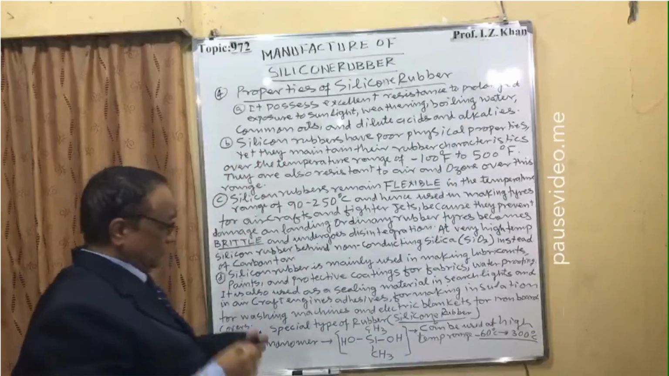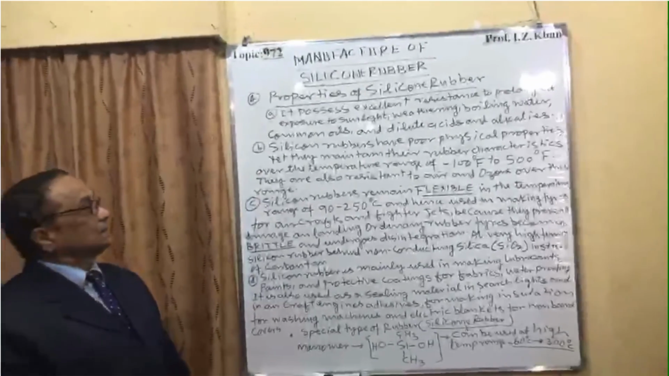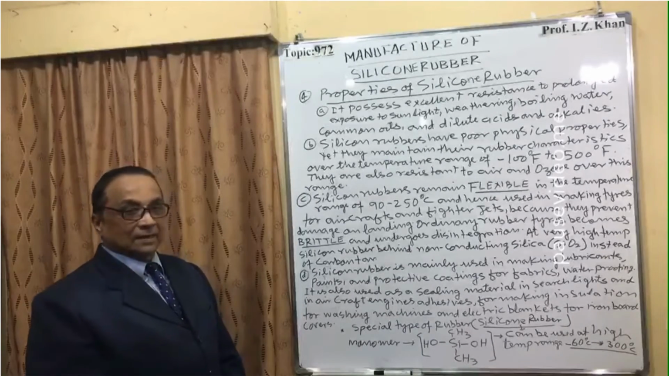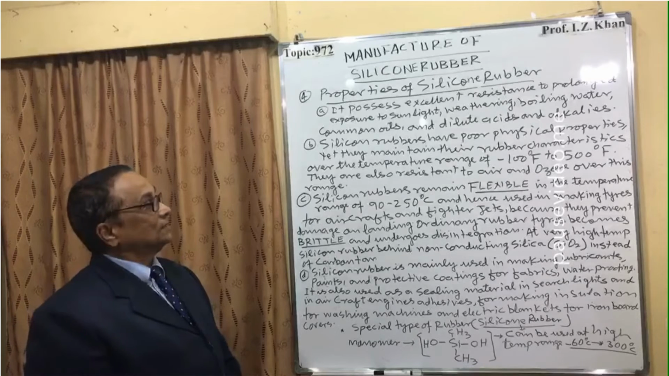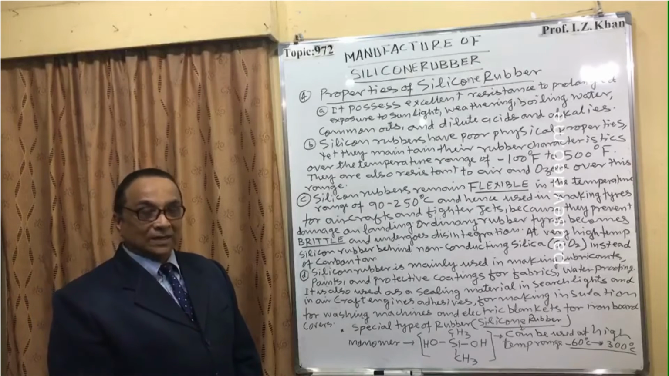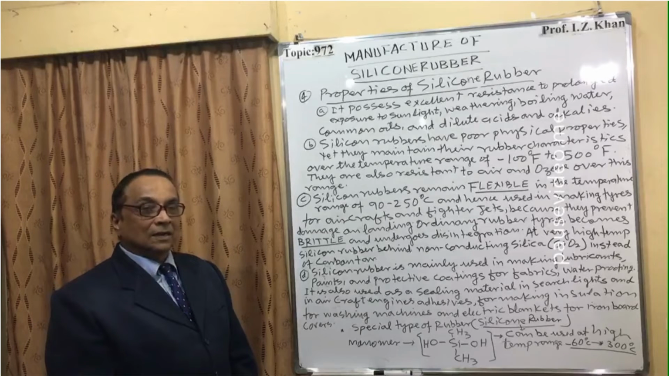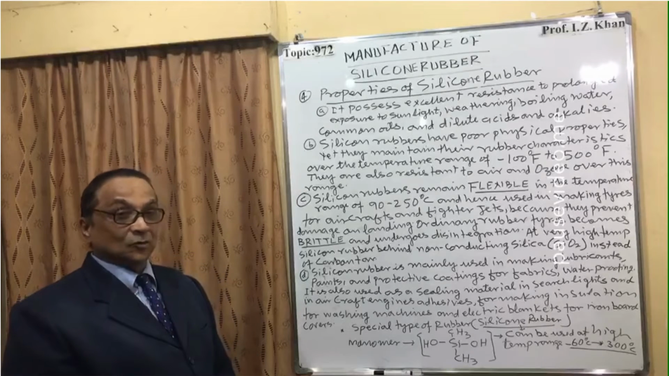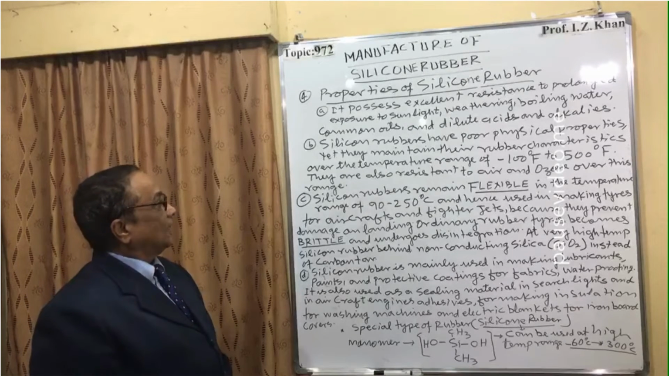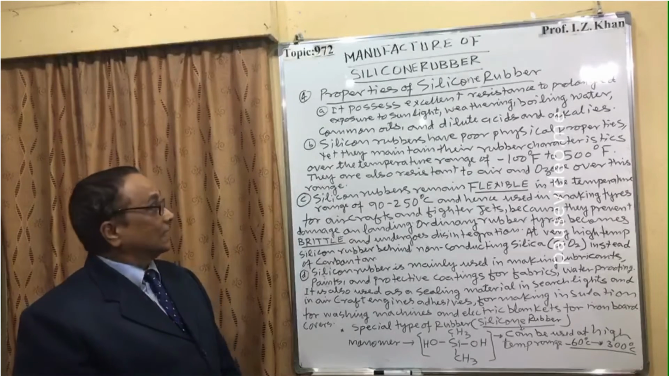Properties of silicone rubber. A, it possesses excellent resistance to prolonged exposure to sunlight, weathering means atmosphere, oxidation. Then it can resist even boiling water. So even the boiling water bag is also manufactured with silicone rubber. So it can resist the boiling water, and it can resist common oils and dilute acids and alkalis.